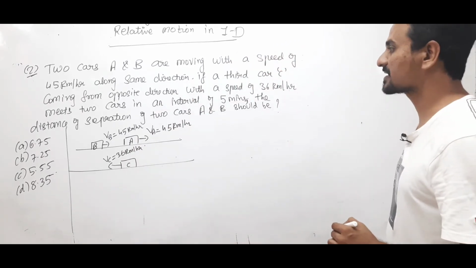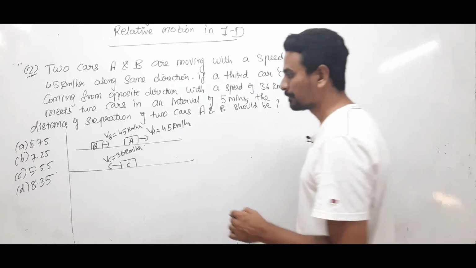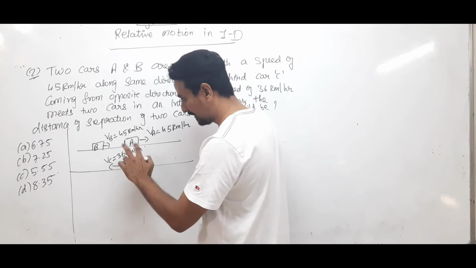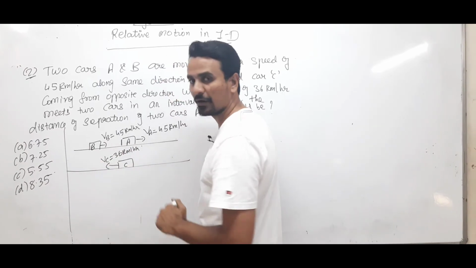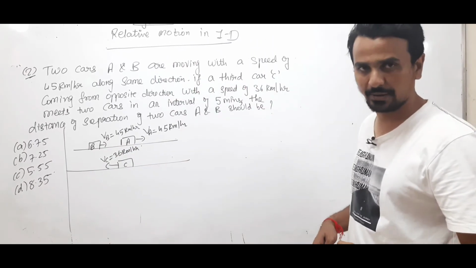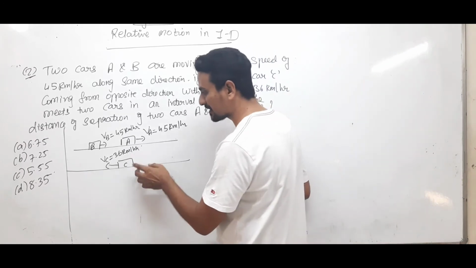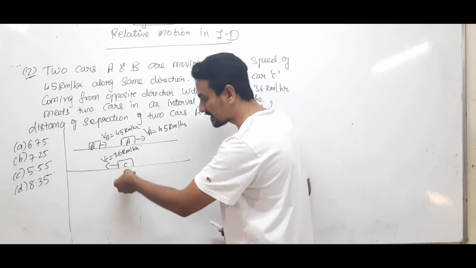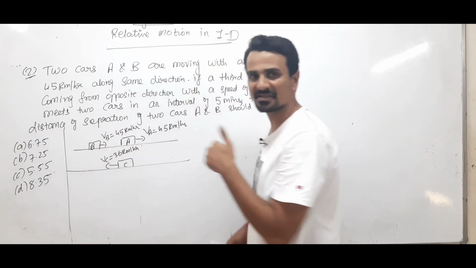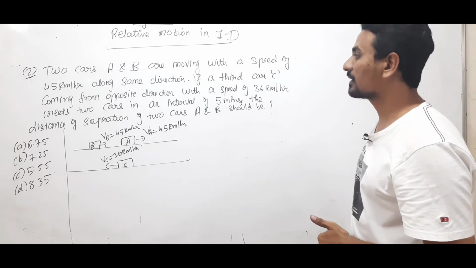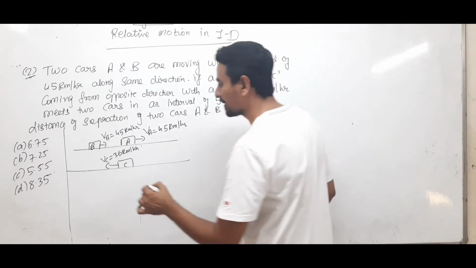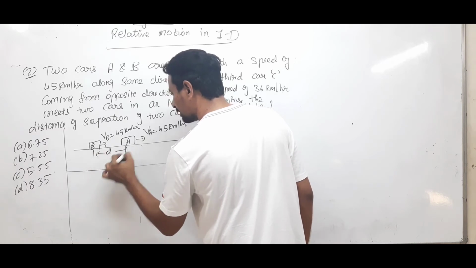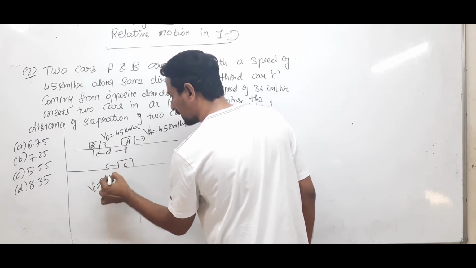It meets two cars in an interval of 5 minutes. That means this car C, which is moving in opposite direction, meets these two cars in an interval of 5 minutes. Suppose at t equals 0, C is meeting A, then after 5 minutes C will be crossing B. So what is the separation between A and B? We have been told to calculate this distance. Velocity of C is 36.